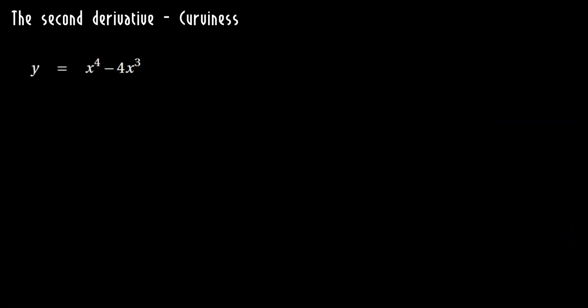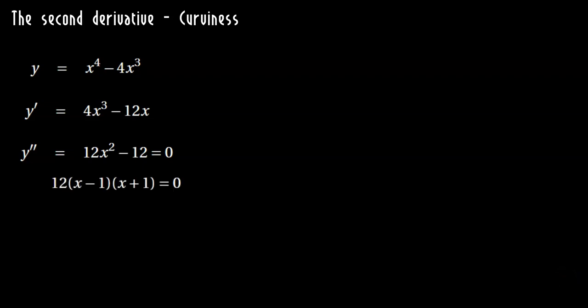So let's look at this example. I have y equals x to the fourth minus 4x cubed. I need to take two derivatives if I'm going to look at concavity. So there's my first derivative and my second. I need to set equal to 0. There's no place where it doesn't exist because I've got a nice pretty polynomial. So factoring it, I get 12 times x minus 1 times x plus 1. So my possible inflection points are x equals plus or minus 1.